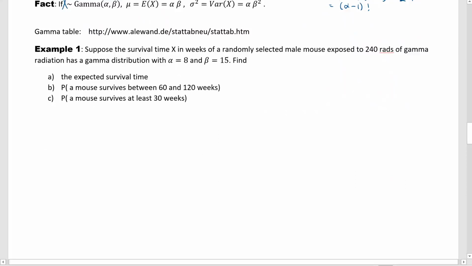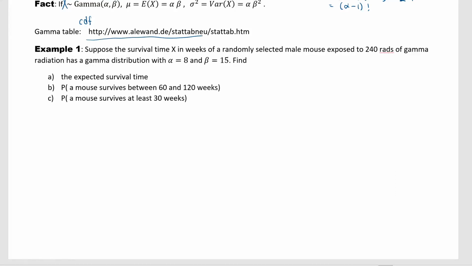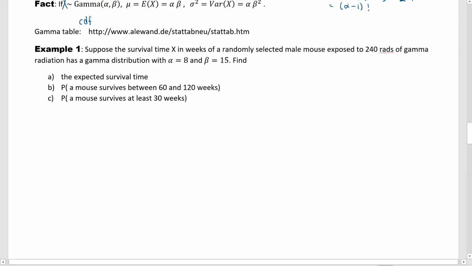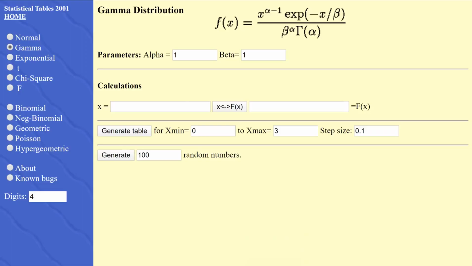Okay, so we just said for gamma, we use the CDF to calculate. However, because different alpha and different beta give us a different CDF table, it's hard to include all the CDF tables for the gamma in the textbook. So that's why I give you this website. This website has generated the gamma table. So let me show you.